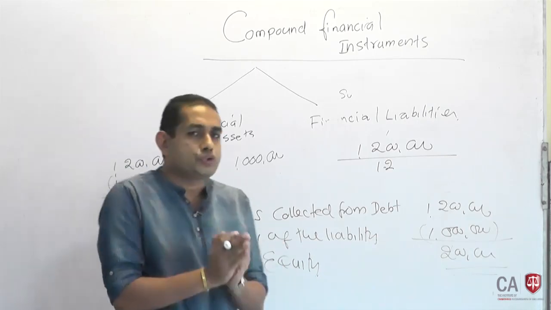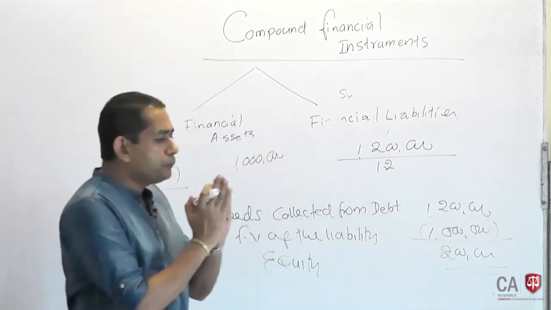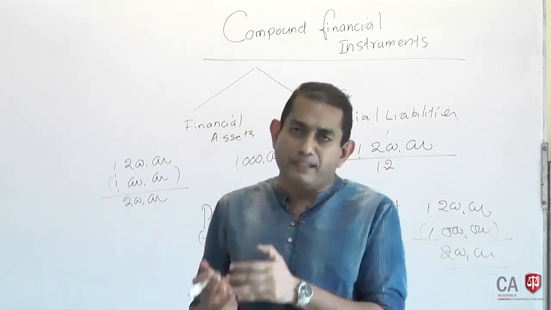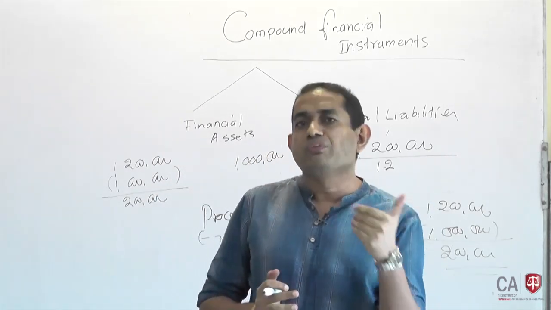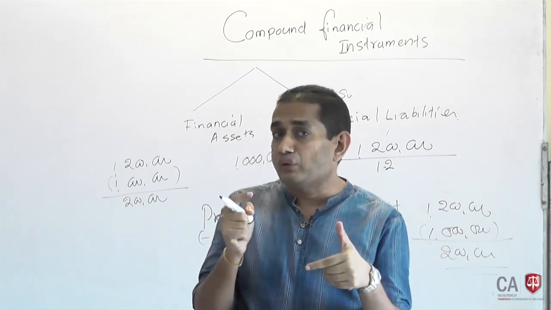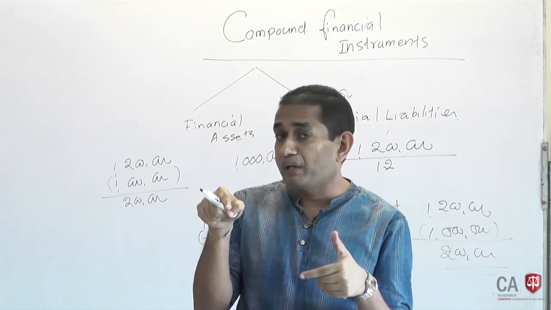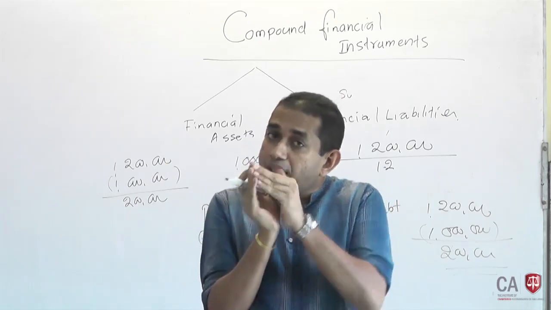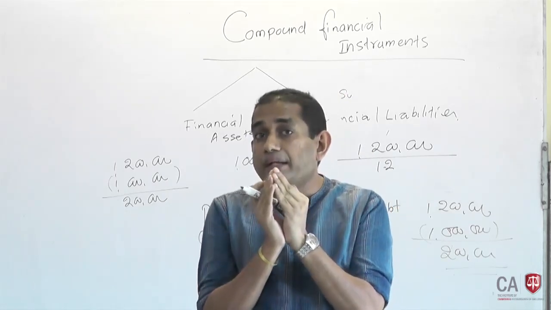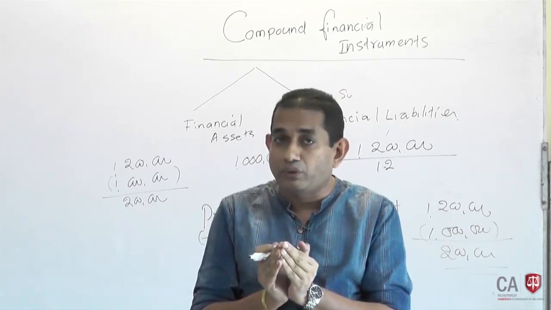So now to summarize, compound instrument is an instrument that includes both equity and liabilities. How do we measure liability? Fair value is measured by discounting the future cash flows by the market rate. Fair value of the liability is deducted from the proceeds of the debt in order to calculate the equity.